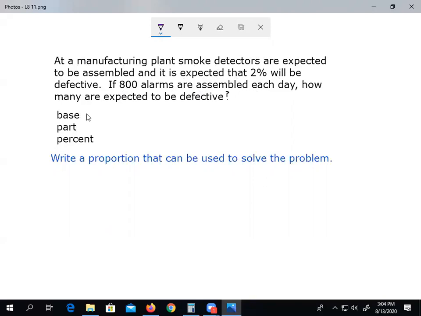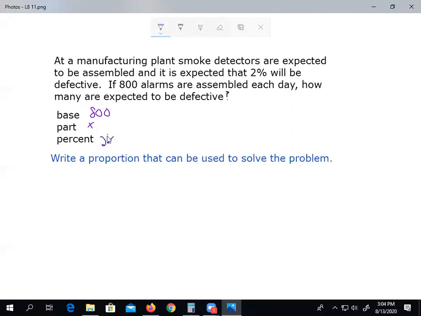Again, the base is the initial amount or the whole amount. The 800 alarms are assembled each day. That's going to represent the whole amount or the original amount, which again we call the base amount. The part is going to be what's removed and things like that. So the defective, or what's going to be removed in this case, taken away, since it's talking about defective. We don't really know that. That's going to be the unknown. That's going to be our X. And the percent, 2% are going to be defective.